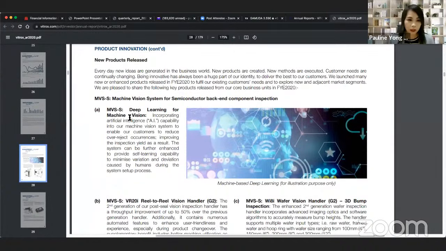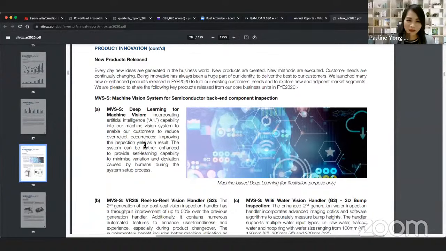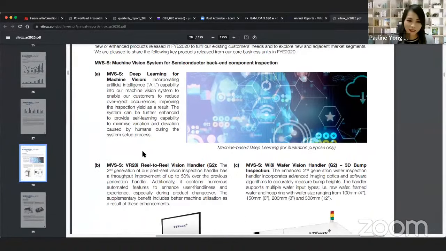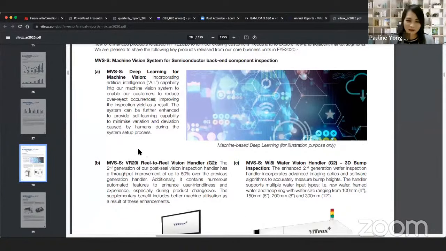So here we are looking at their new products release. Okay, so they are producing what? They are producing something that can do deep learning for machine vision. Wow, all this complicated stuff. Although I do not know too much about this technology, I think these are great. Okay, so meaning that they are really in front, ahead of the other players. So that means they are ahead.